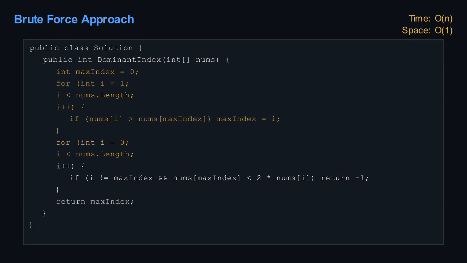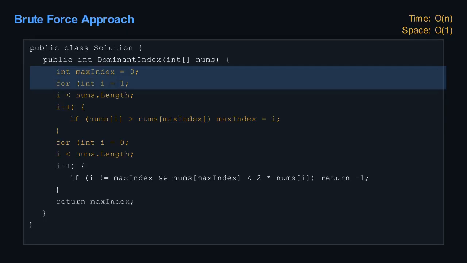Suppose we have the numbers 3, 6, 1, and 0. We start by assuming that the first number, 3, is the largest number that is at least twice as large as all other numbers. Then, we compare 3 with all other numbers to see if it's at least twice as large. We compare 3 with 6, and we see that 6 is larger than 3, so we update our assumption that 6 is the largest number that is at least twice as large as all other numbers.